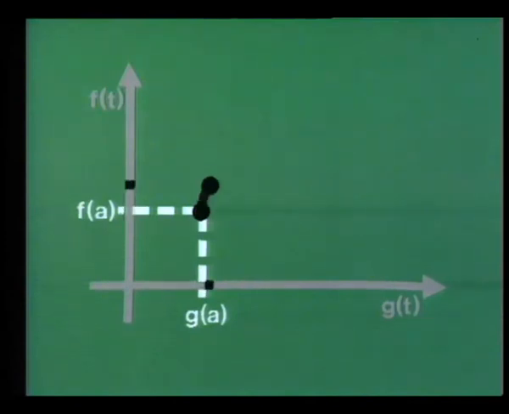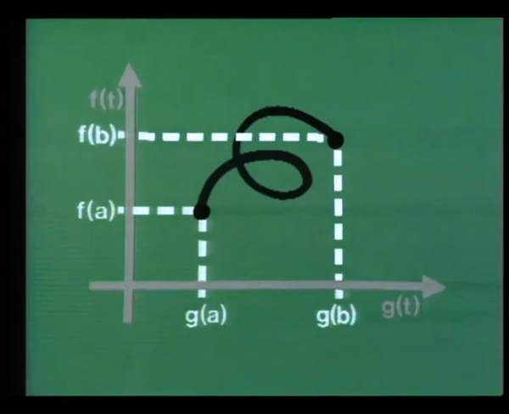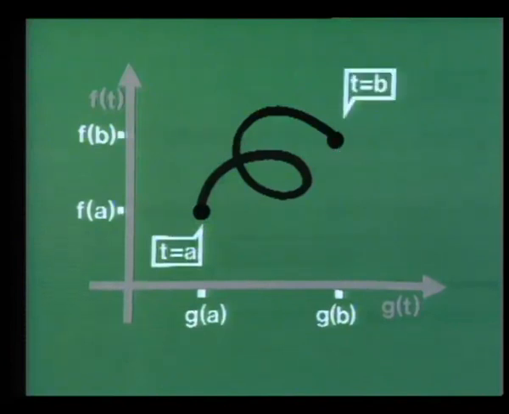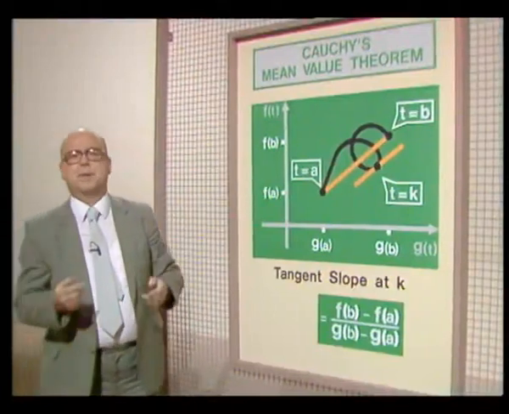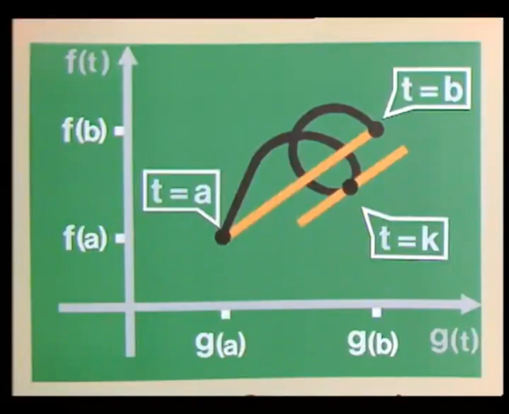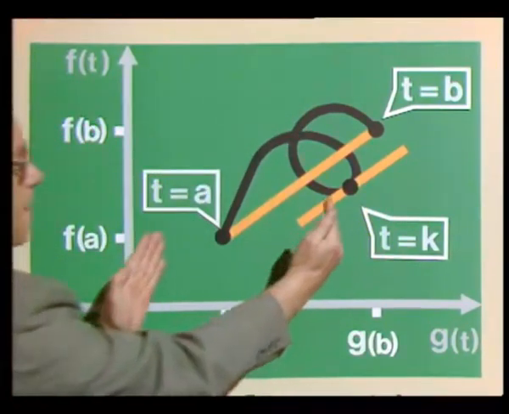So you can think of the curve as representing the path of a particle going along the curve from one point to another. You can think of t as time. Let's call the beginning t equals a and the other end t equals b. It's the same sort of theorem again. Here's a chord joining the endpoints. Once again, there is going to be at least one point on the curve where a tangent to the curve is parallel to this chord. Call such a point t equals k. What we've got here geometrically is another mean value theorem. The slope of the chord is now f(b) minus f(a), that's this height, divided by g(b) minus g(a), that's this base.